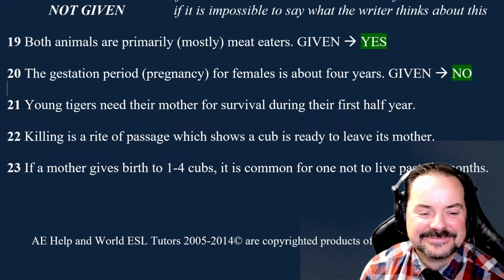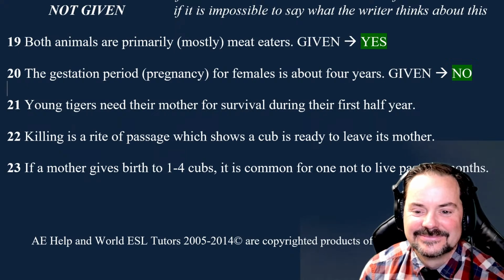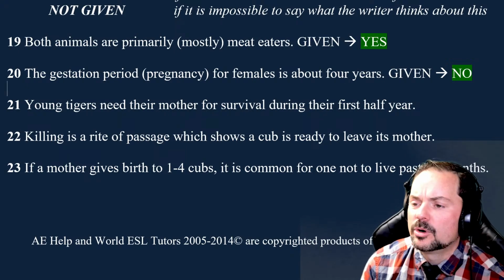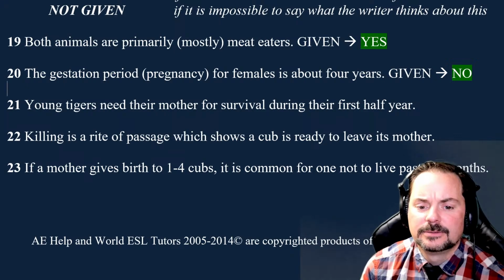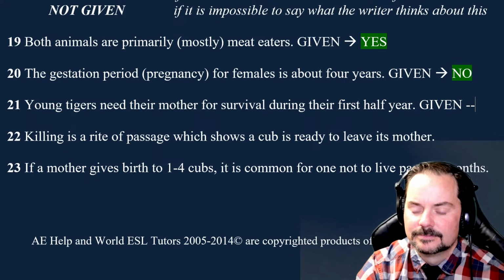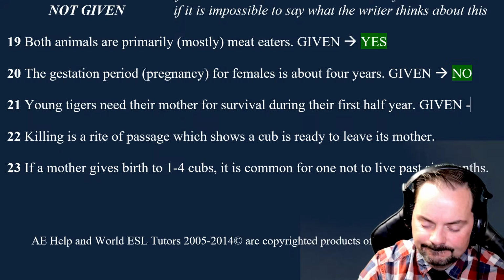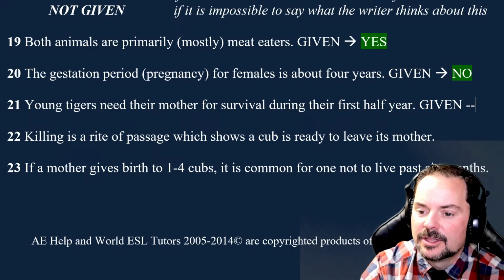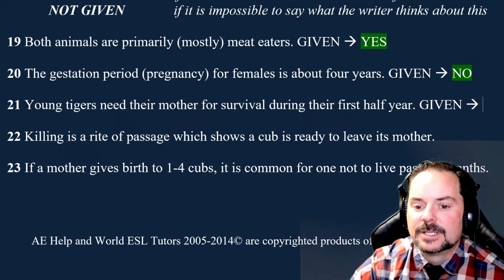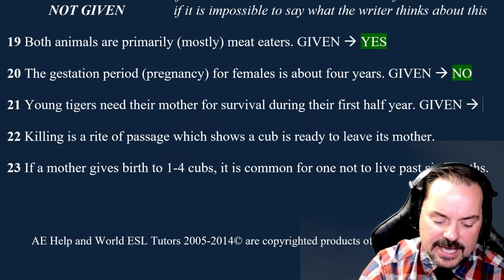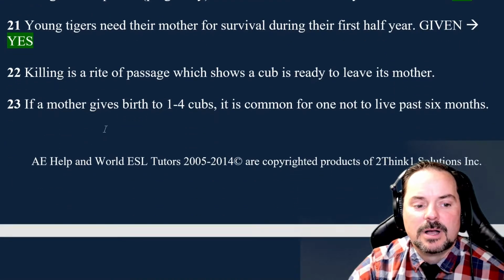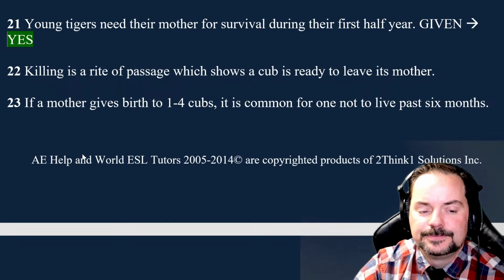Young tigers need their mother for survival during their first half year. Okay. Is it important to know whether or not? It is also important with this paragraph. And this is true. Yes, absolutely. I think the passage said 6 months, right? Yeah, it means half year. It's the same thing, right? So it's a yes. Absolutely. Now you're on a roll. You're doing great. Awesome. Number 22.